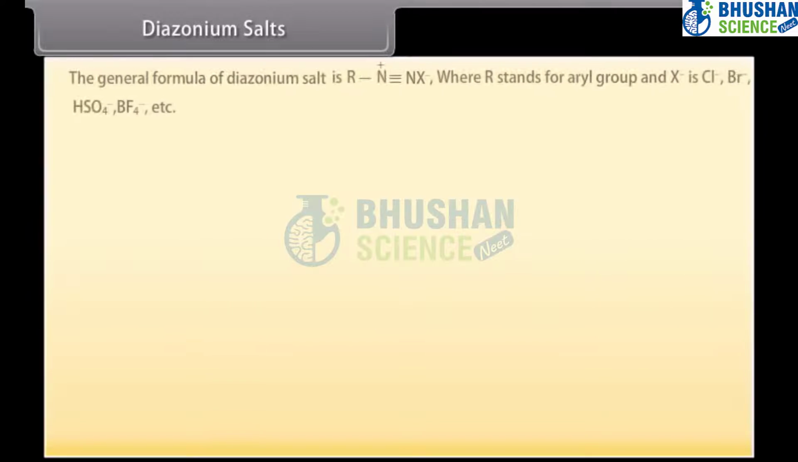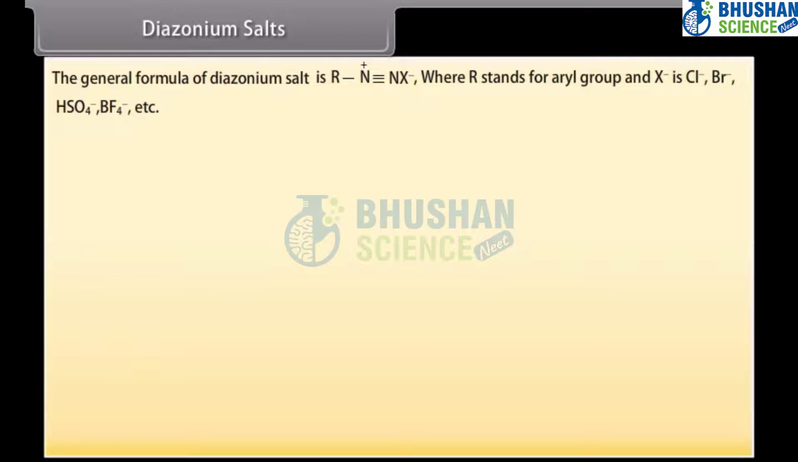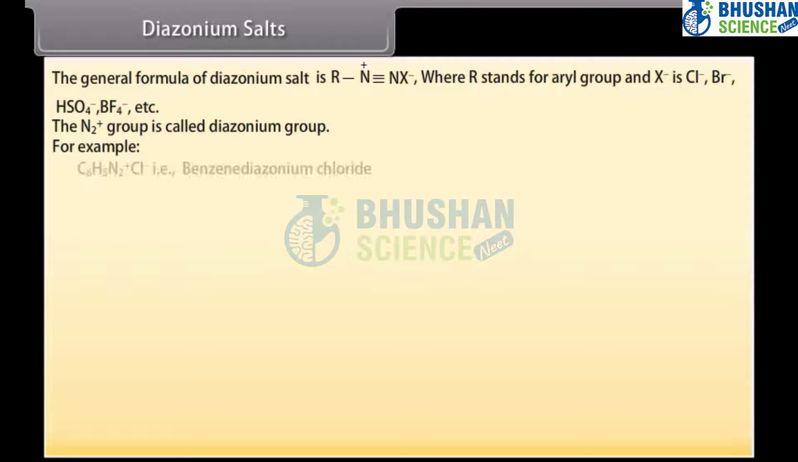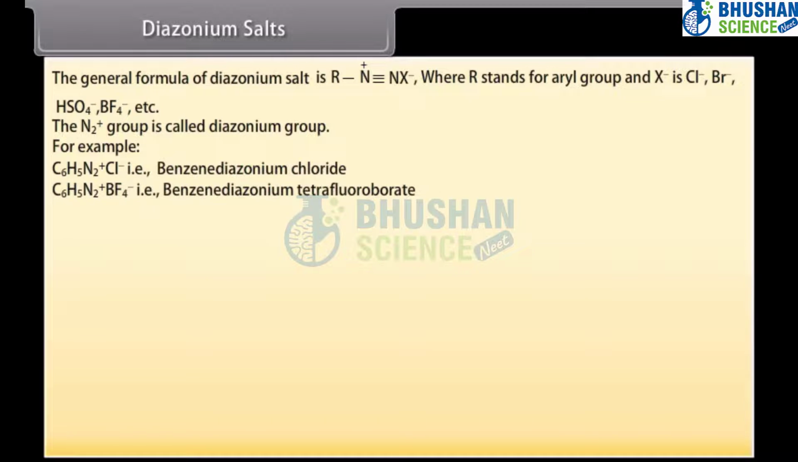Diazonium salts. The general formula of diazonium salt is RN2+ X-, where R stands for aryl group and X- is chloride ion, bromide ion, hydrogen sulfate ion, or tetrafluoroborate ion. The N2+ group is called diazonium group. For example, C6H5N2+ Cl-, that is benzene diazonium chloride, and C6H5N2+ BF4-, that is benzene diazonium tetrafluoroborate. Arene diazonium ion is stable due to the following resonating structures.